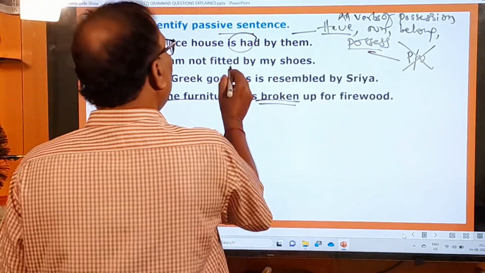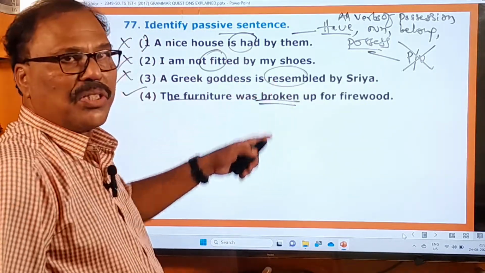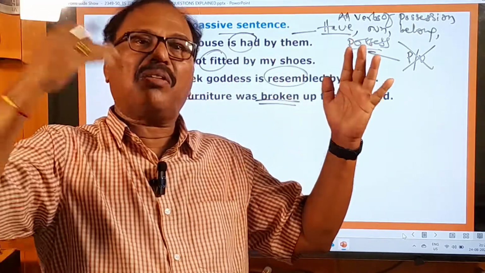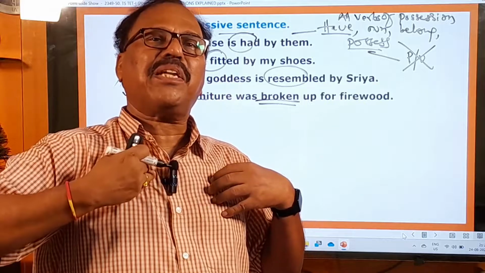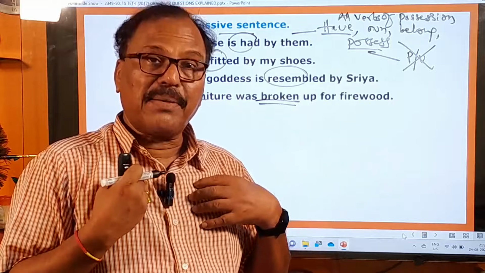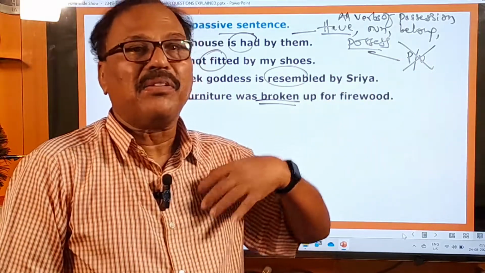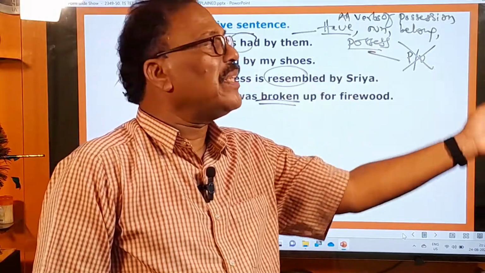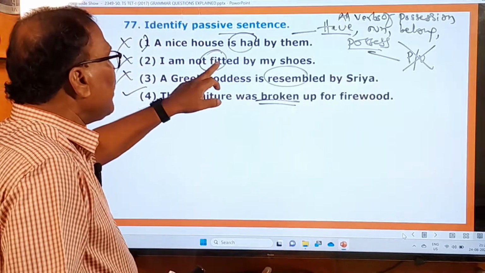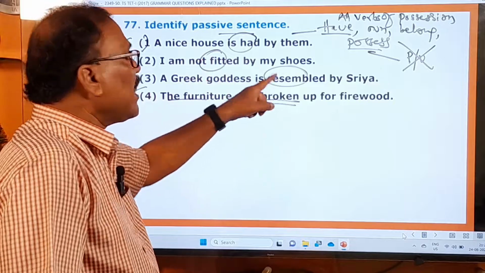And some other verbs are also there. Fit and resemble. Certain verbs are actually transitive verbs. Let me tell you one important thing. There are two kinds of verbs: transitive verbs and intransitive verbs. Transitive verbs means the verbs that take objects beside them. Only the transitive verbs can be changed into the passive voice. And intransitive verbs means the verbs that don't take objects. Therefore, they cannot be changed into the passive voice. Keep this point in mind. And here, fit and resemble are transitive verbs only, object-taking verbs only.